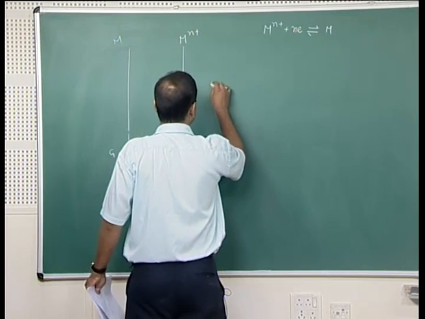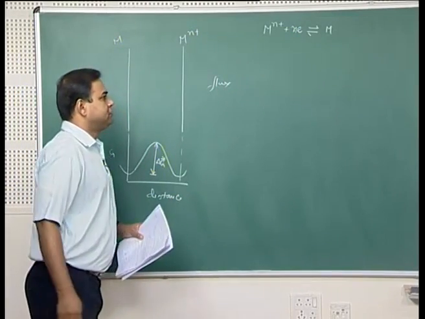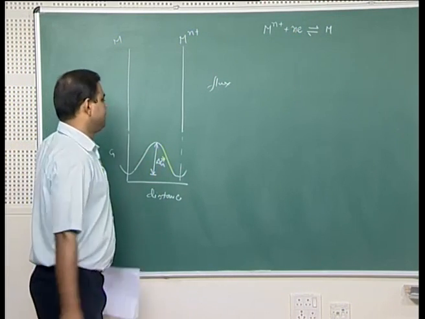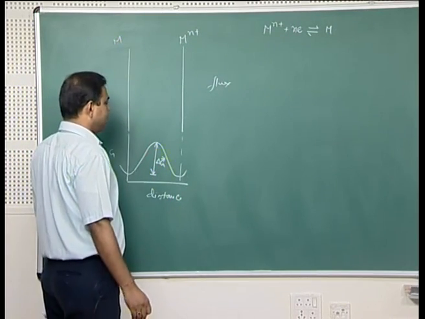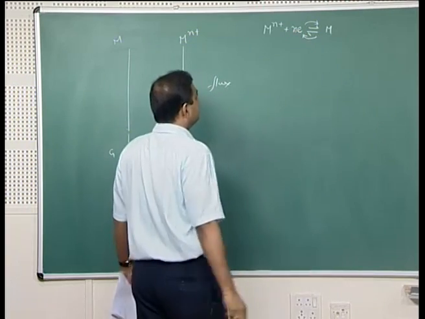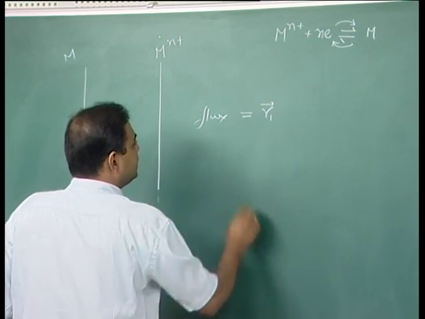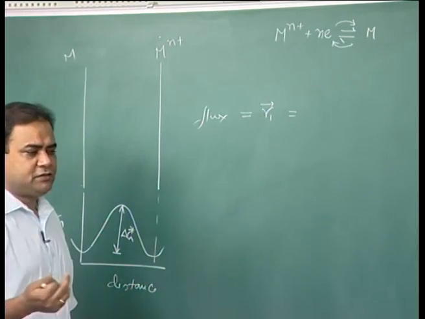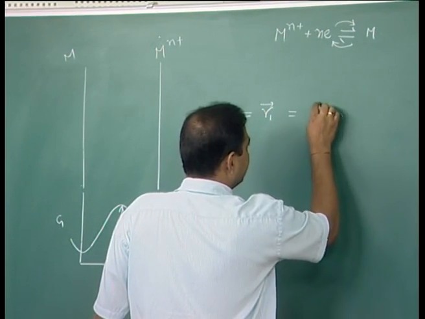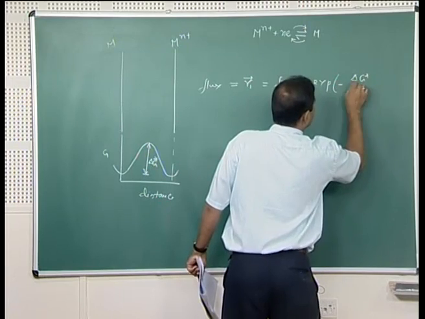Now, we have seen that if you consider the flux, now we have to see the flux of moles or the species transferring from this surface to this surface or this surface to this surface, and if we consider that is the forward reaction and this is my backward reaction, then the forward reaction flux, which is the rate of transfer of species per unit area per unit time, would be equal to R1 = f1 N1 nu1 exp(-ΔG*/RT).